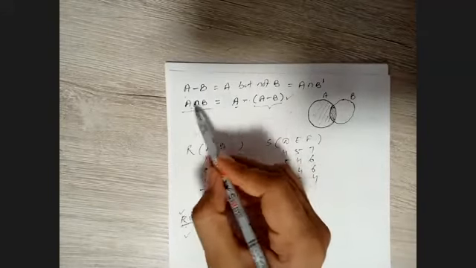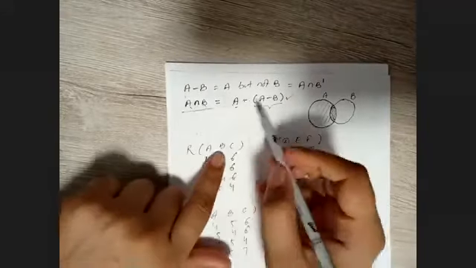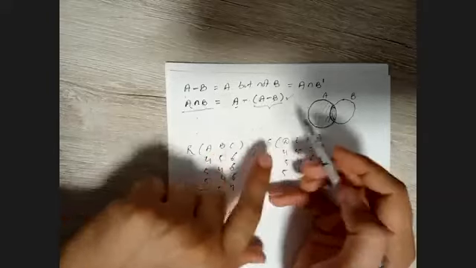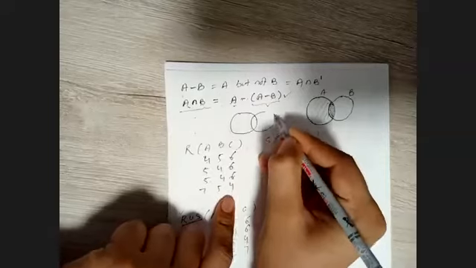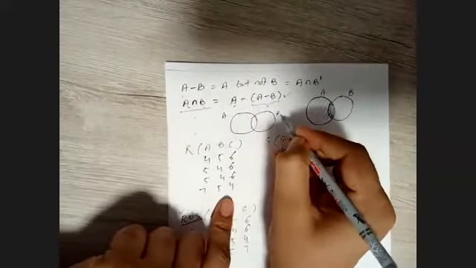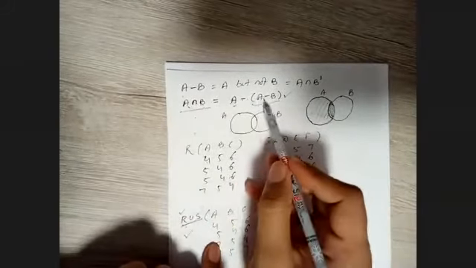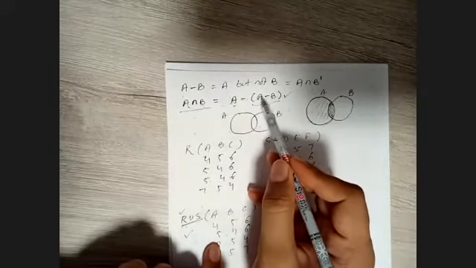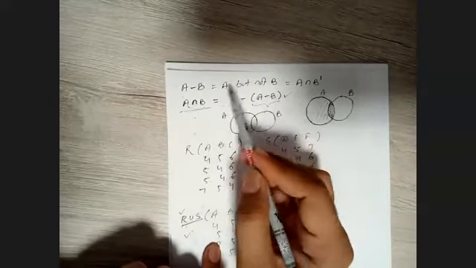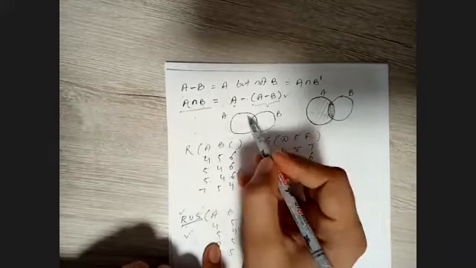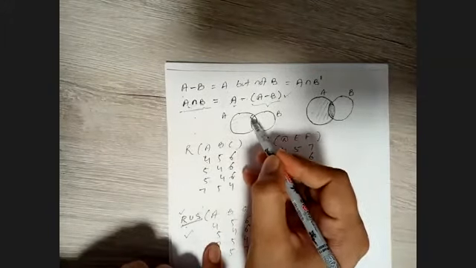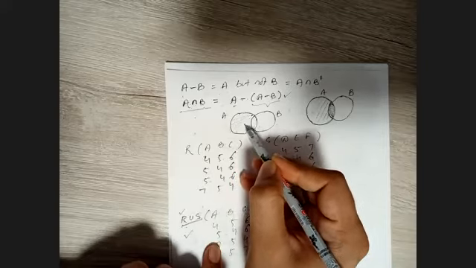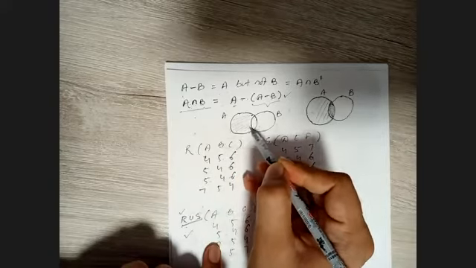A intersection B can be expressed using the difference operator. Let's take, again I'm drawing a Venn diagram, A and B. First evaluate the bracket part. What's A difference B? A difference B means A but not B, the elements which are in A but not in B. That is what A difference B is.